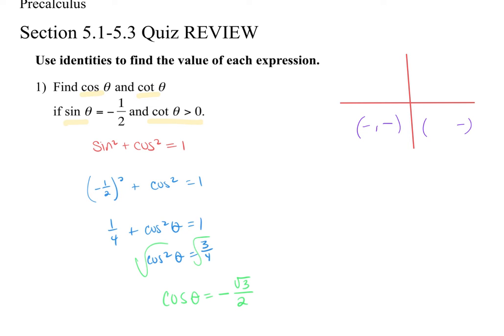All right. They also want the cotangent, which is just, I mean, once you have sine and cosine, you have everything else. Cotangent is just cosine over sine, which means my cotangent is just the positive square root of 3.